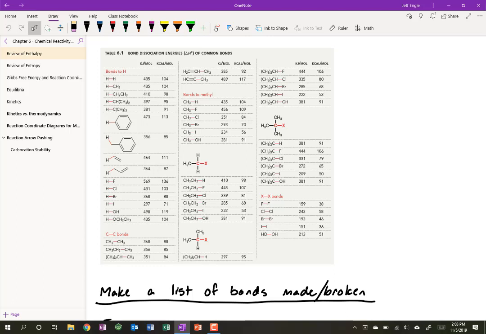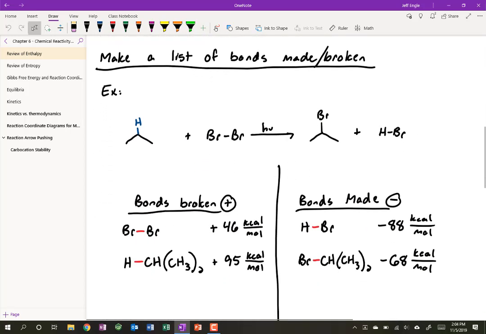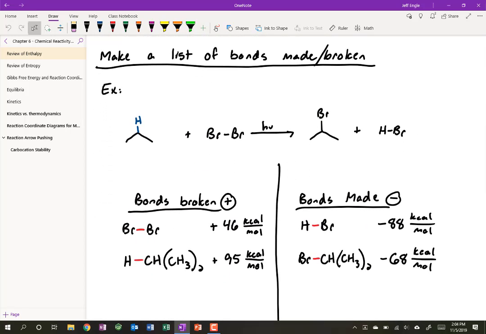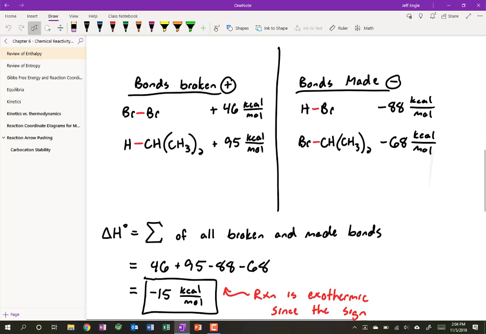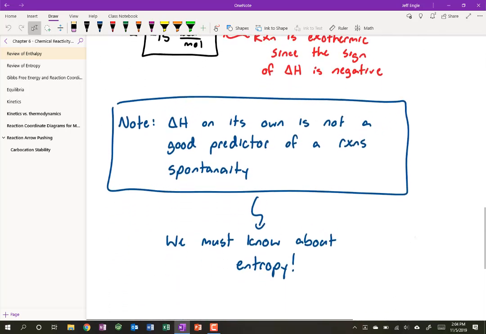So for your problem of the day, you'll actually be tasked with looking at bond dissociation energies, table 6.1 in your textbook. I'll leave it up to you whether or not you want to work with kilojoules or kilocalories per mole. Just whatever numbers you pick, be consistent. You'll want to follow the example I gave here, where you make a list of bonds that are made and broken and then go through the same problem-solving process here.